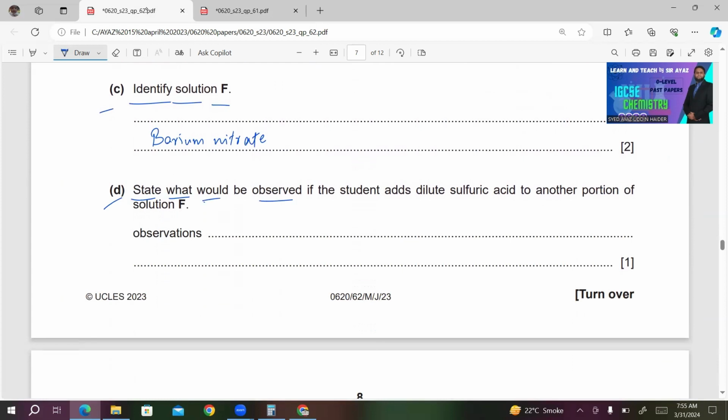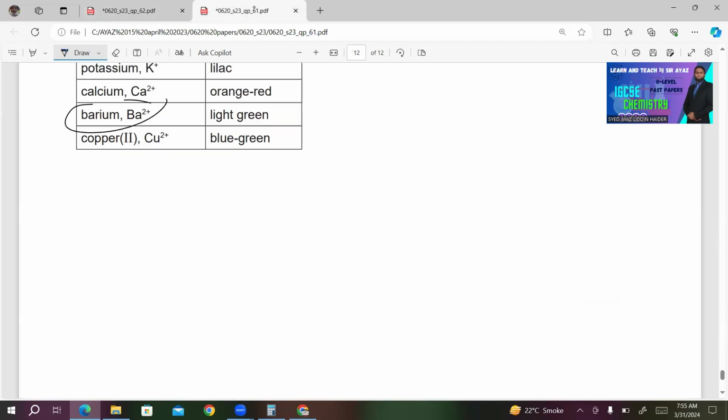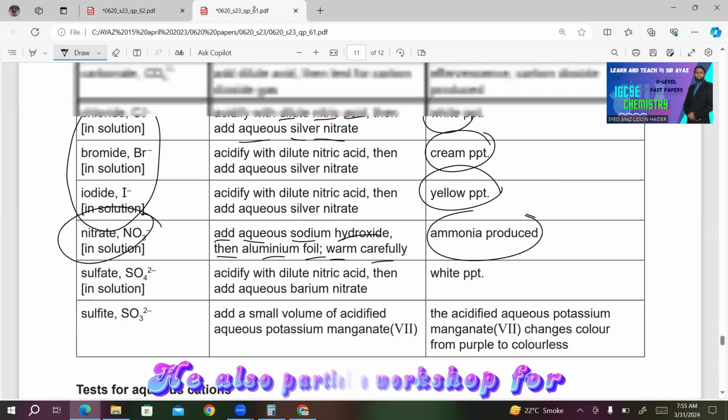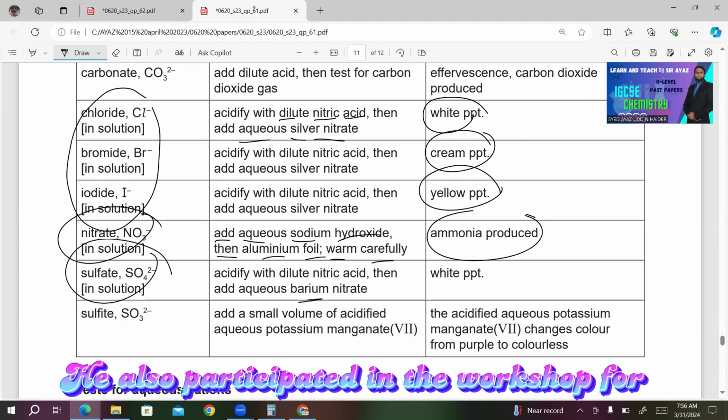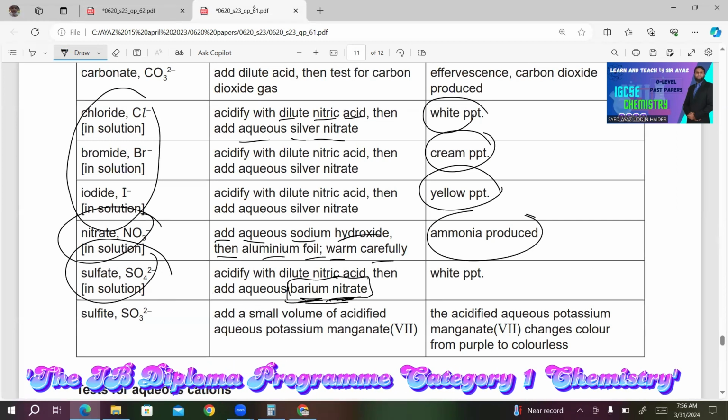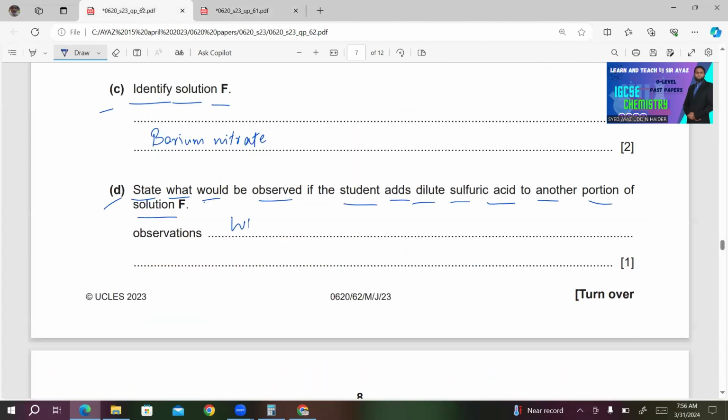State what would be observed if the student adds dilute sulfuric acid to another portion of solution F. Now, if the student adds sulfuric acid to another portion, it will definitely react with the barium nitrate, producing a white precipitate. You can see here, it's a test for the sulfate ion. Barium nitrate, when added to a salt or acid containing the sulfate ion, will give a white precipitate. So you'll write: white precipitate will be obtained.